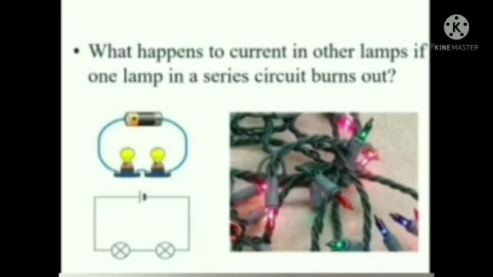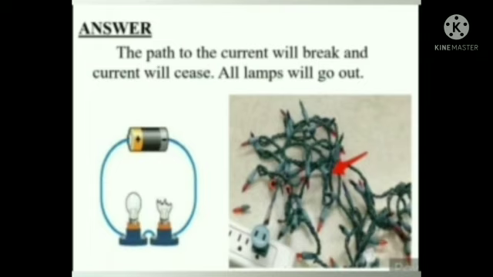Next, an application level question. What happens to current in other lamps if one lamp in a series circuit burns out? Think about it. The path of the current will break and current will cease. All lamps will go out. That is, in series connection, one after the other, there is only one path. So if one bulb breaks, the path of the current will break and the current will stop. All lamps will go out.